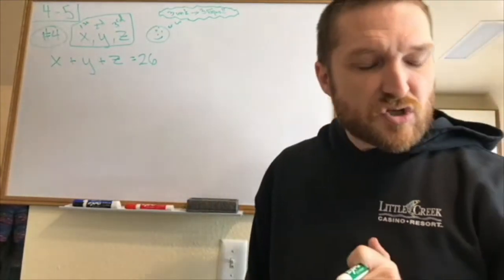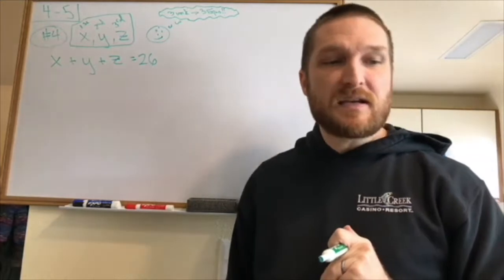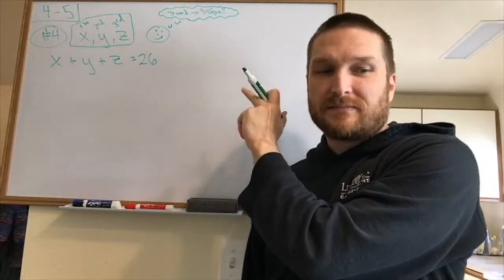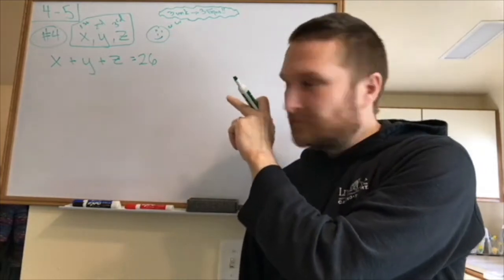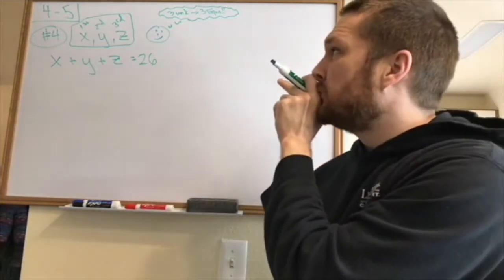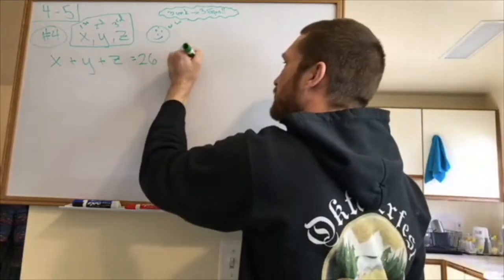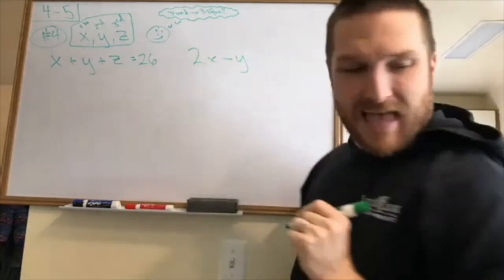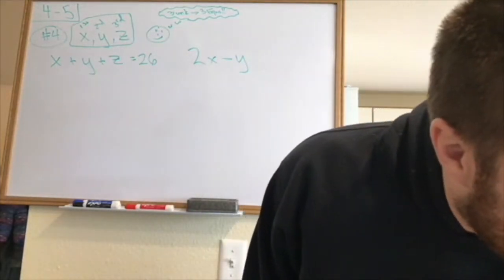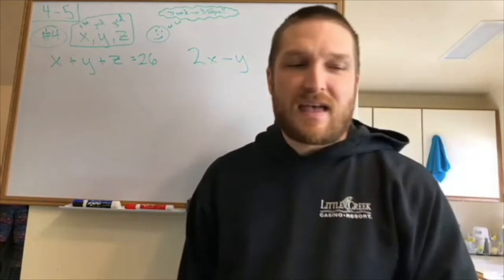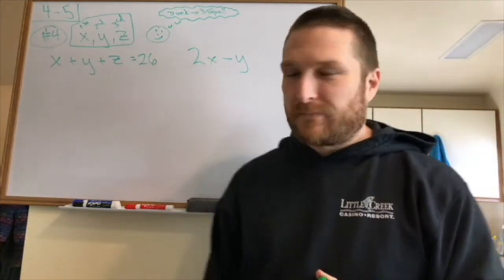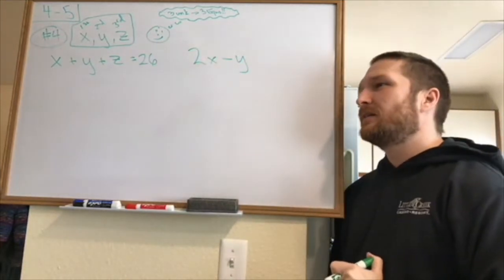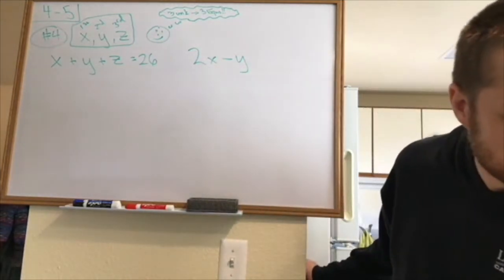So it says twice the first minus the second. How could I write that? What does that mean? Twice the first minus the second. 2x minus y. Twice the first, take 2 times the first, minus the second, and it said it is 2 less than the third. So what do I do now? I have 2x minus y, and it's supposed to be 2 less than the third.